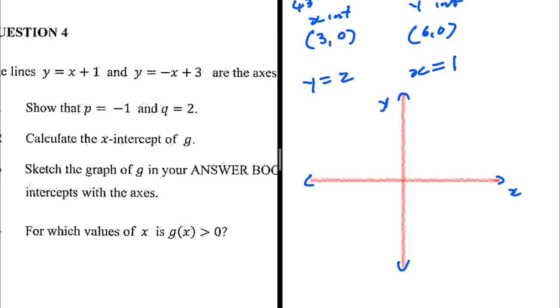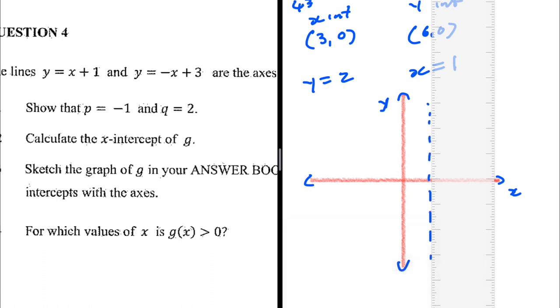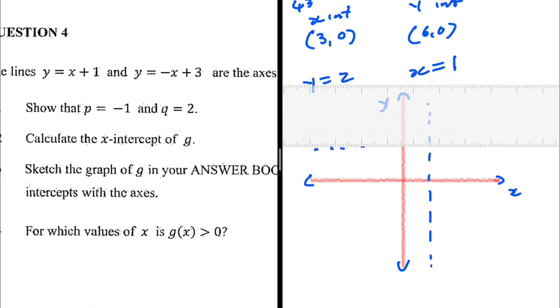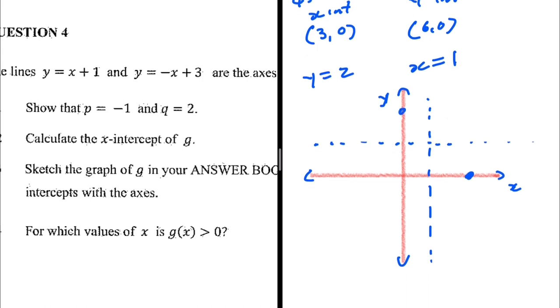We need our asymptotes. We have an asymptote x equal to 1. So right here we have an asymptote. There we go. And then another one, y equal to 2. So somewhere here we have an asymptote. And then we just need to place our intercepts now. We have an intercept when x is equal to 3. So if this is 1, then 3 should be somewhere here. So there we have our intercept, not asymptote. And then when y is equal to 6, here we have another intercept. So how is our graph going to look?